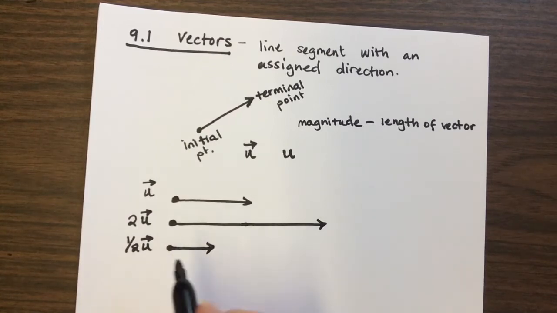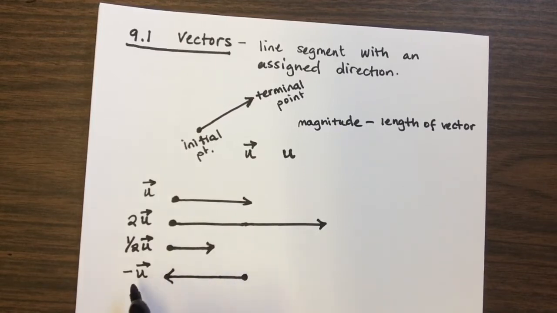Alright, and then if I put a negative, let's do negative u. If I put a negative on there, that's going to be the same length, except it's going to be going in the opposite direction. So when you see a negative, that's going in the opposite direction. Alright, so let's add some vectors and subtract, just geometrically for now.